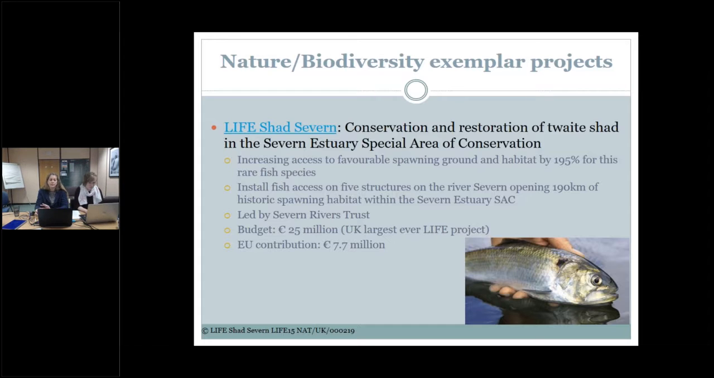This is another nature exemplar project. The LIFE Shad 7 project is the UK's biggest LIFE project with a budget of over 25 million euros and an EU contribution of 7.7 million. And the LIFE Shad 7 project is increasing access to favorable spawning ground and habitat by 195% for this rare fish species, which is a shad, a small migratory species, which used to be very abundant in the Severn.